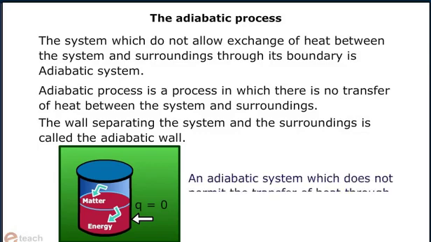In the figure is shown an adiabatic system which does not permit the transfer of heat through its boundary.